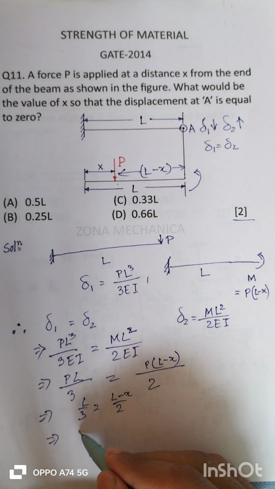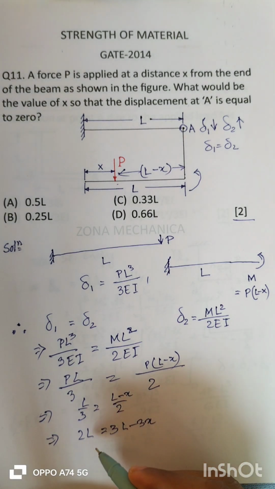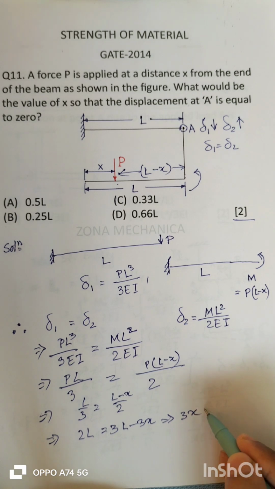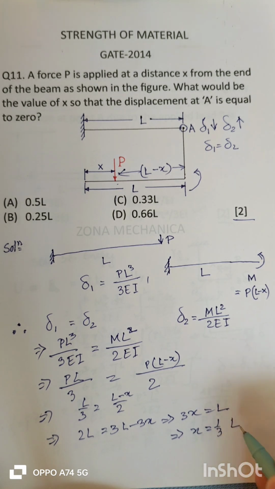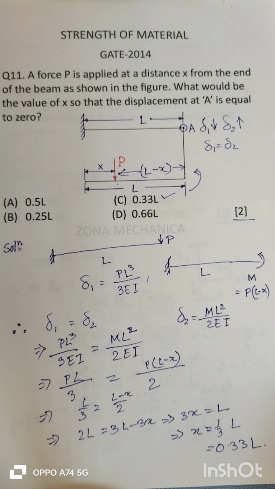Which implies 2 L is equal to 3 L minus 3 X. So which implies 3X is equal to L, that is X is equal to 1 by 3 L, that is 0.33 L. So clearly the value of X is coming 0.33 L. It's matching with option C. So option C is the correct answer.